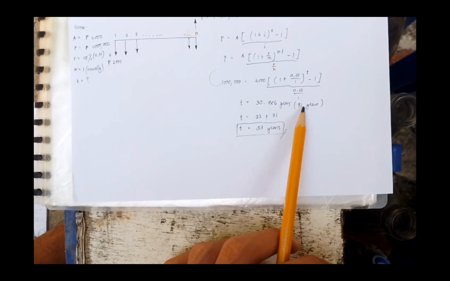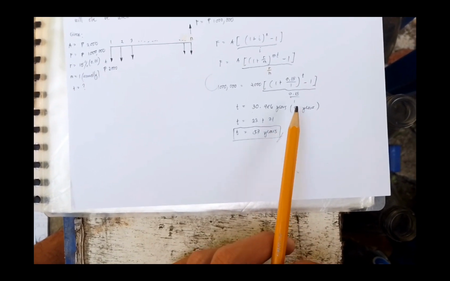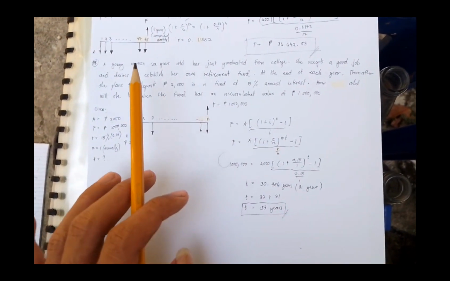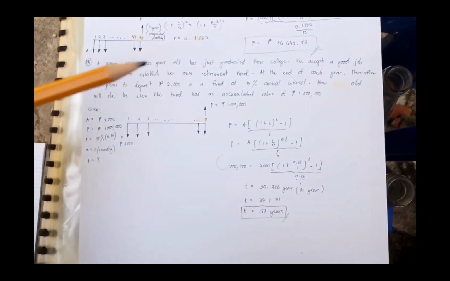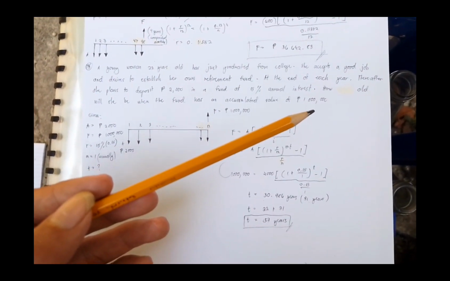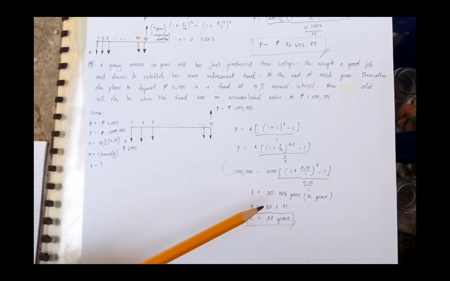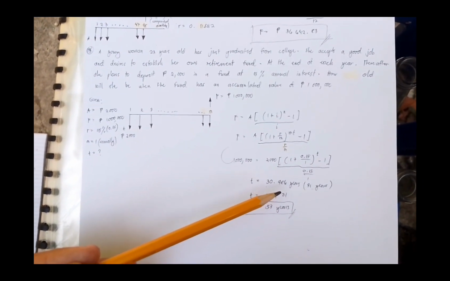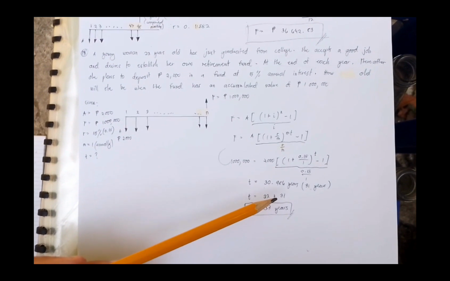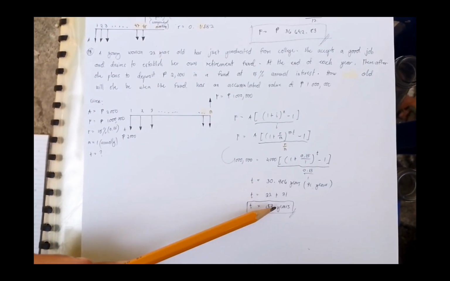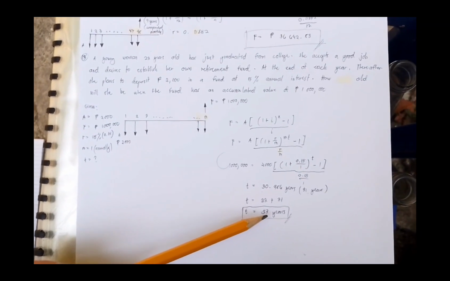So 31 years is the end of her payment, from 1 to 31. It's asking how old will she be when she accumulated the value of 1 million pesos. So simply add her current age plus the total years she will take to accumulate 1 million pesos. So t is equal to 53 years.